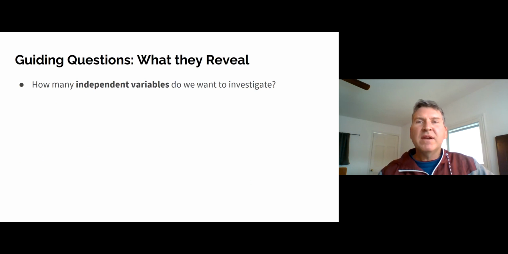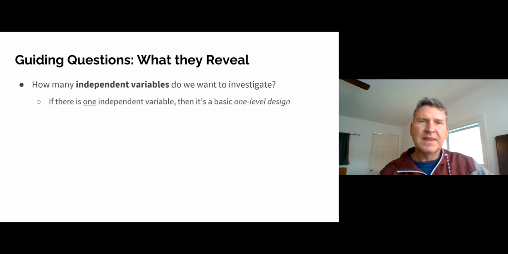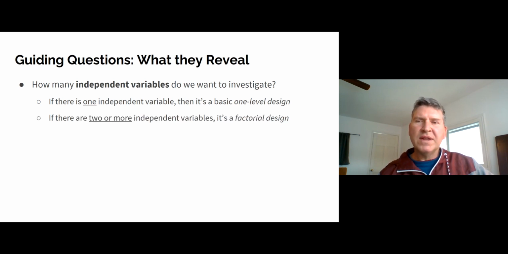So how many independent variables do we want to investigate? The more we have, it's going to affect how long the experiment takes to run, because it's going to involve more complexity to both run the experiment and analyze it. And also, it's going to require more subjects to be involved with the study in most cases. So if we have just one independent variable, we call this a one-level design. If there's 2 or more, it's called a factorial design. So we could have 2 factorial or 3 factorial, and so on.